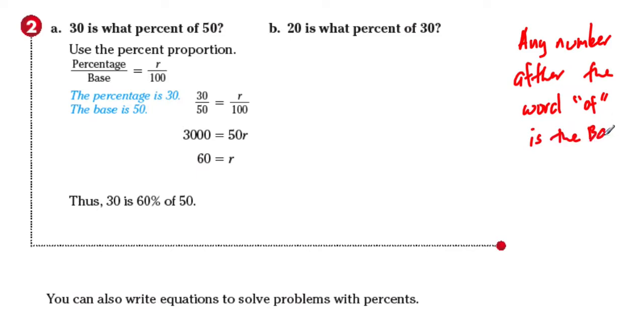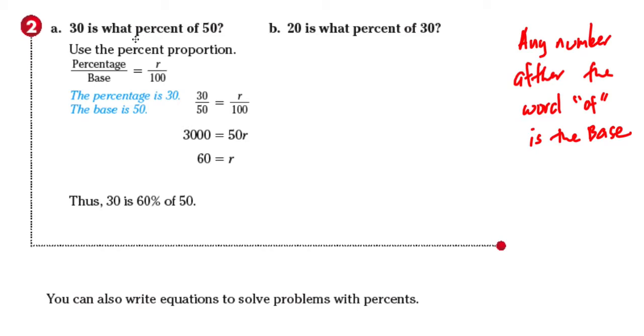Okay, so any number after the word "of" is the base. If you look at this one, 30 is what percent of 50. So you know right away what your base is, which is 50. And we know that the rate will always be over 100, so it's going to be in the form of a percent.